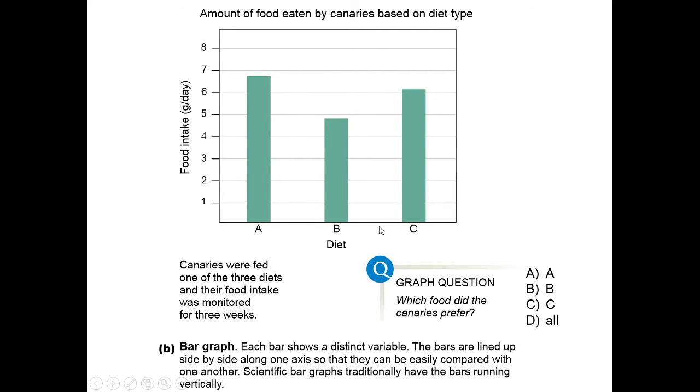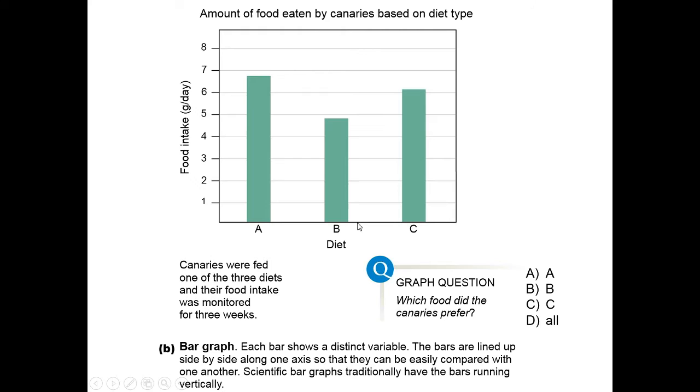So on the x-axis, we have categories. On the y-axis, we have these continuous numerical values, anywhere between 0 and 7 grams per day. Could be anywhere in between. Could be 1.1, could be 5.9, anything in between. That's what makes it continuous. So again, we can easily compare this on a bar graph, the diets of the canaries and how much they ate per day. Our simple result is that canaries ate more under diet A than in the other diets.